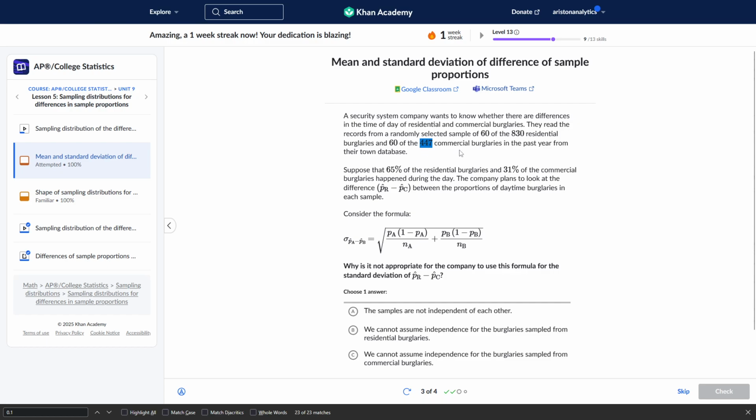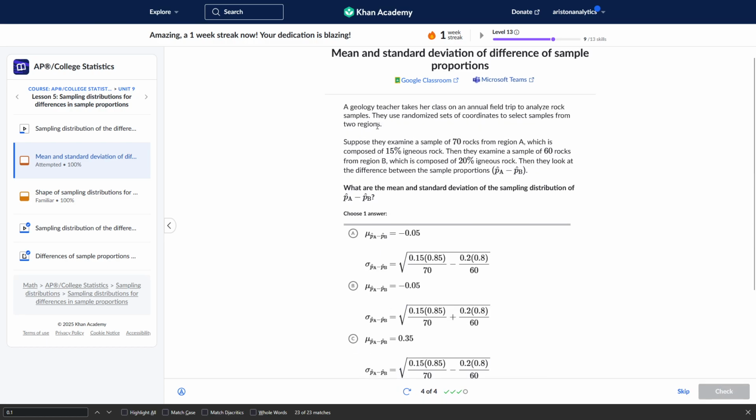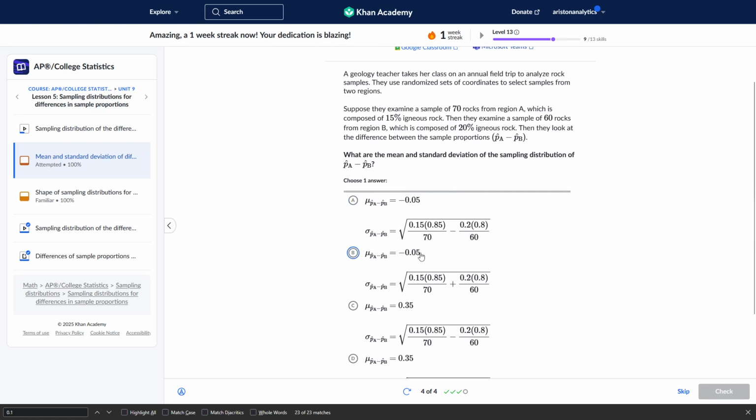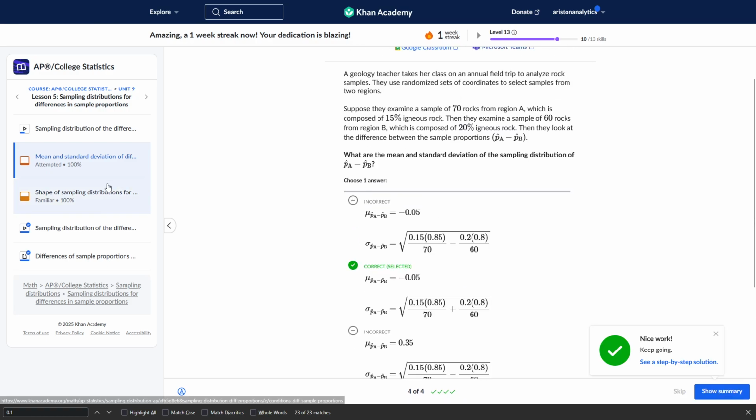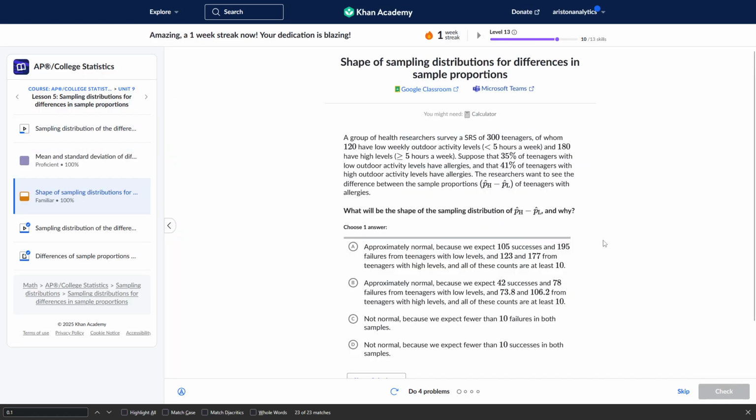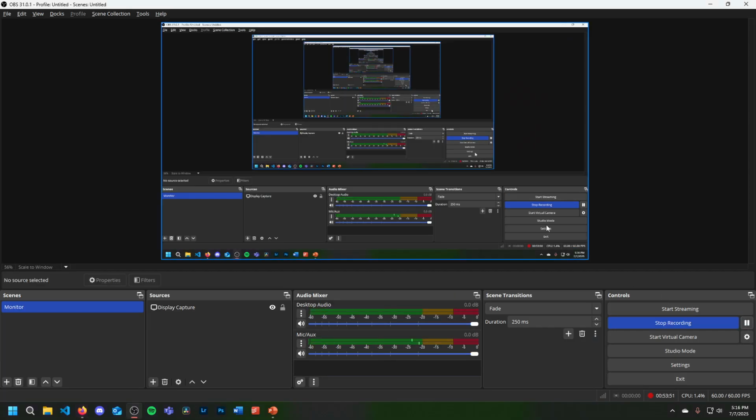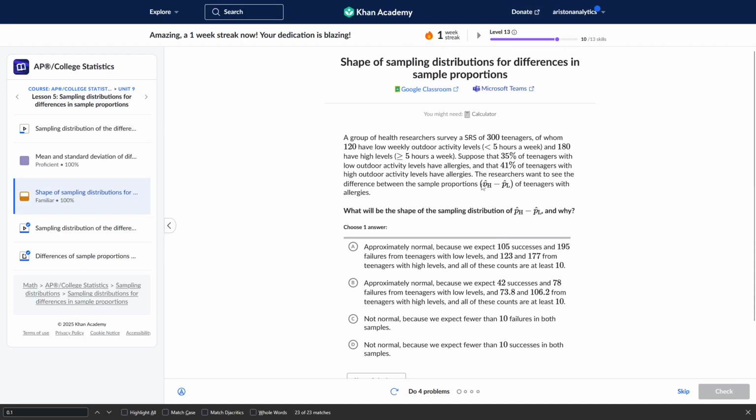Is this one okay? 60 of the commercial burglaries. What will be the shape of the sampling distribution? Check these first. 300, 120, 180. It's 12 roughly. That's okay. What will be the shape? Probably going to be approximately normal.